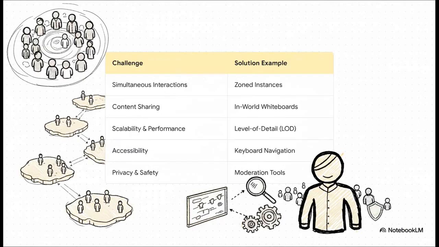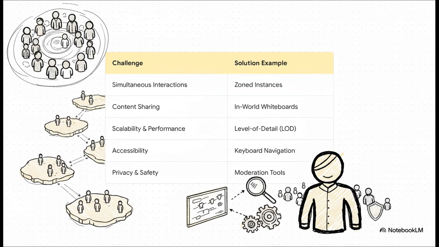Yeah, a virtual conference presents a ton of technical challenges. Take that first one, many simultaneous interactions. You just can't throw 1,000 fully rendered avatars in one big digital room. The system would melt. So the solution is something called zoned instances. Just think of it like having separate rooms or different islands for each presentation, all connected by one central hub. It makes the whole thing manageable.